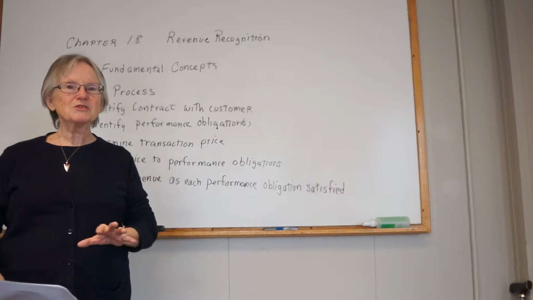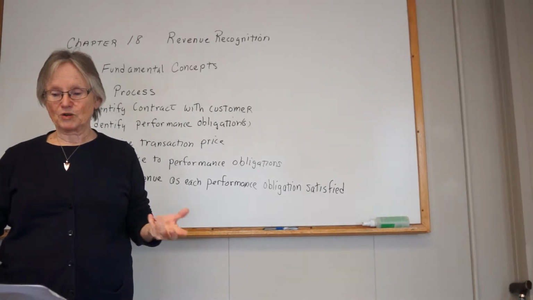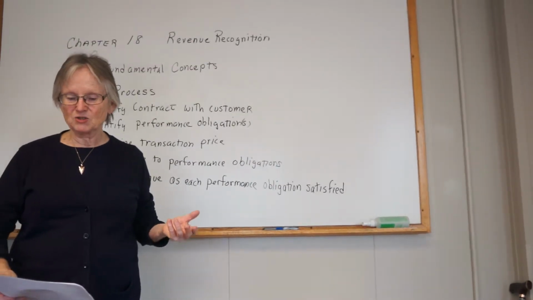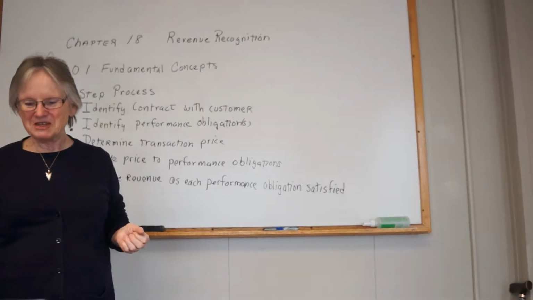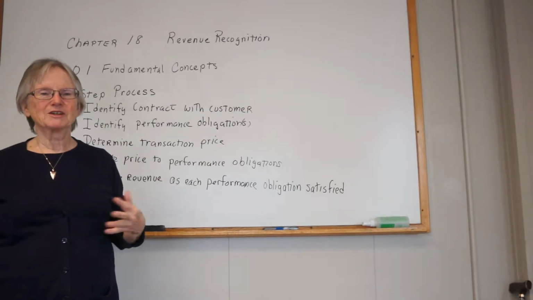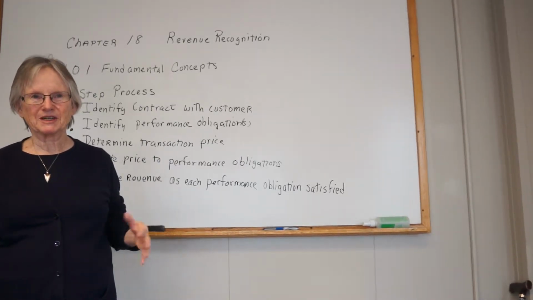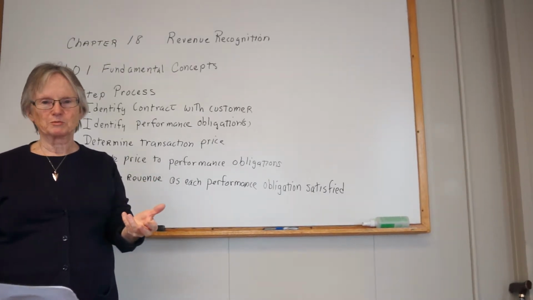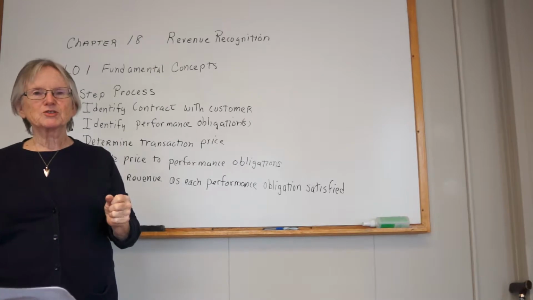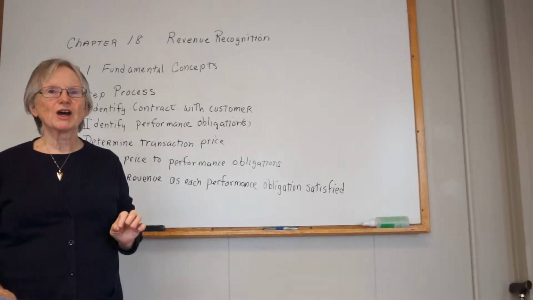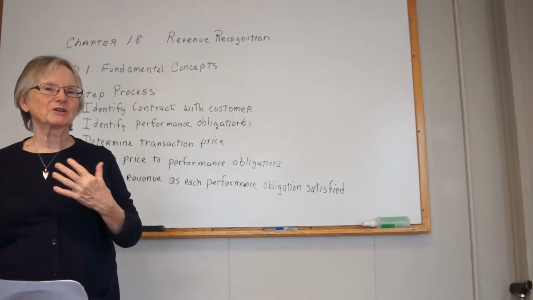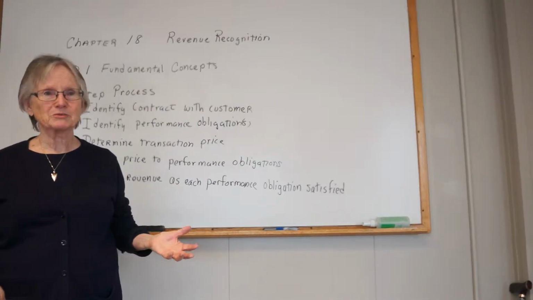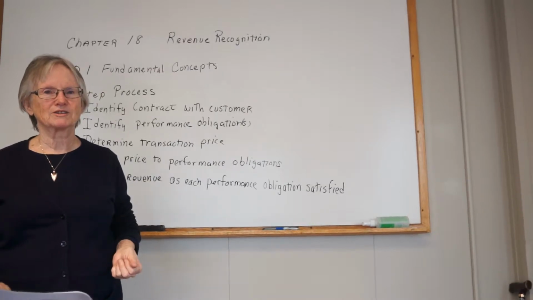And it exists if it creates rights and obligations enforceable against both parties. Okay, so there's no contract if either party can terminate it at any time without penalty. So they have to be committed to the contract, and it has to be enforceable against them. There's also no contract if it's not likely that you'll collect it. So if collectability is an issue, in other words, if you don't think you're really going to get paid, you can't book the revenue because it's really not a contract.